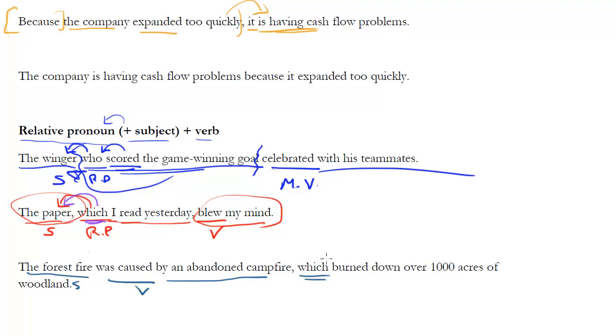So wait a minute. What was it that really burned it down? Was it the abandoned campfire? Well, sort of. I mean, that started the fire, I suppose. But really, this should refer back to the forest fire, right? Because it's the forest fire that burned down over 1,000 acres of woodland. So one way to fix this would be to say the forest fire, which burned down over 1,000 acres of woodland, comma, was caused by an abandoned campfire, right? That would be a way to put your relative clause where it needs to be. And again, that could be an error you see on the SAT.